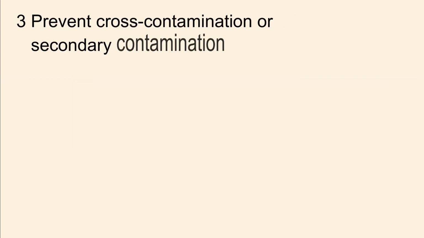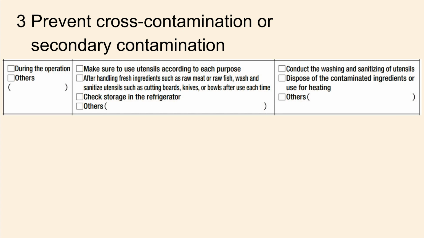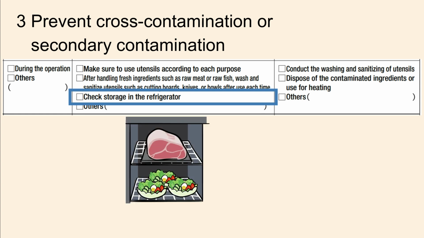The third item is prevent cross-contamination or secondary contamination. Importantly, be sure to understand why this item needs to be done. For example, the third square in the How to Conduct section reads, check storage in the refrigerator. The reason this is necessary is that there are bacteria in meat and fish drippings, and the drippings can contaminate other foods and the inside of the refrigerator.